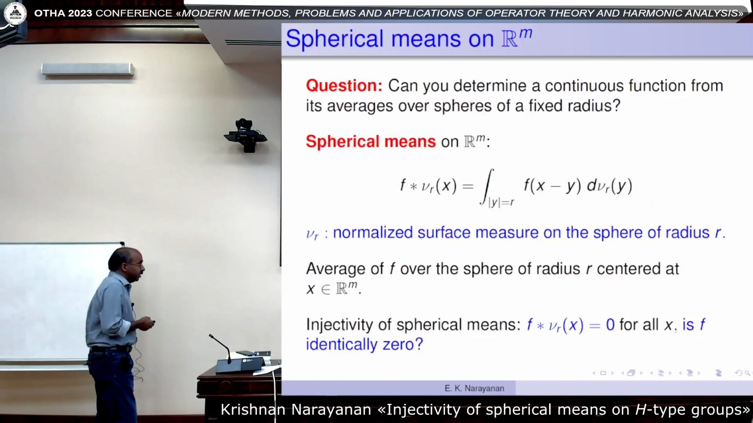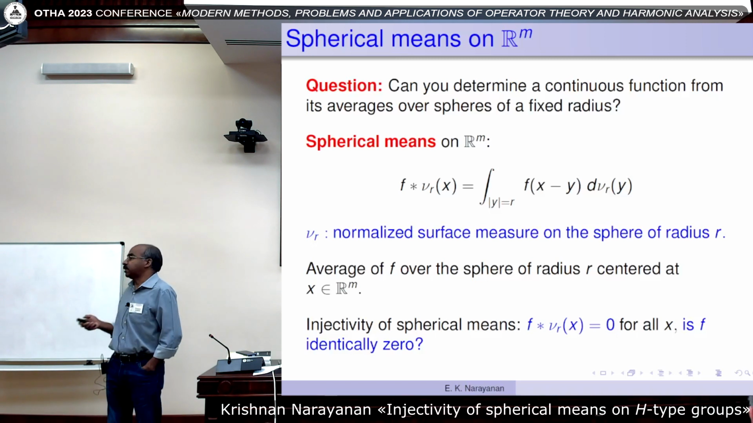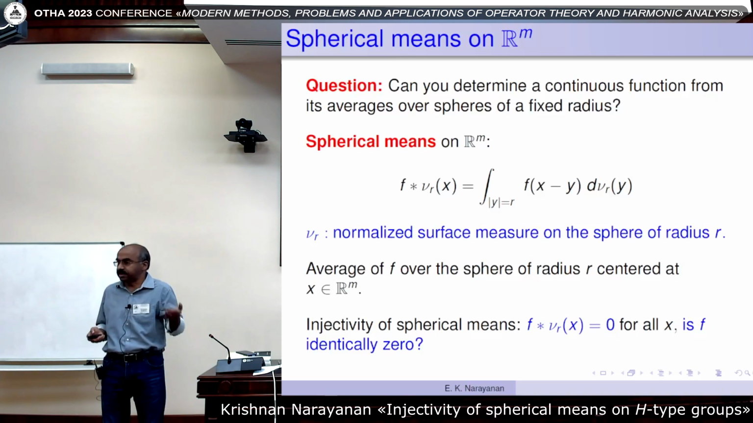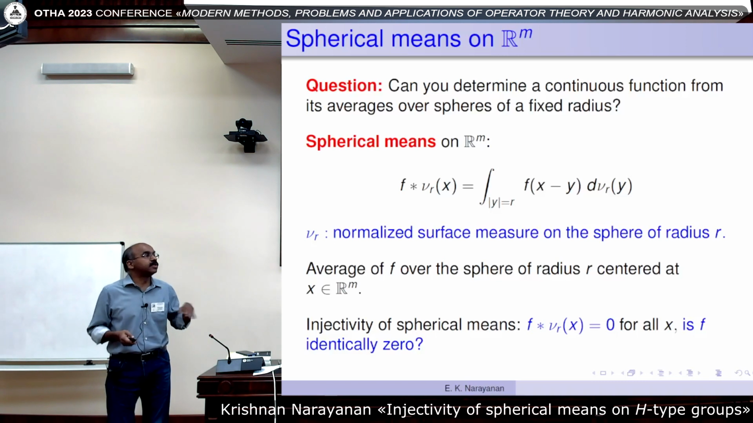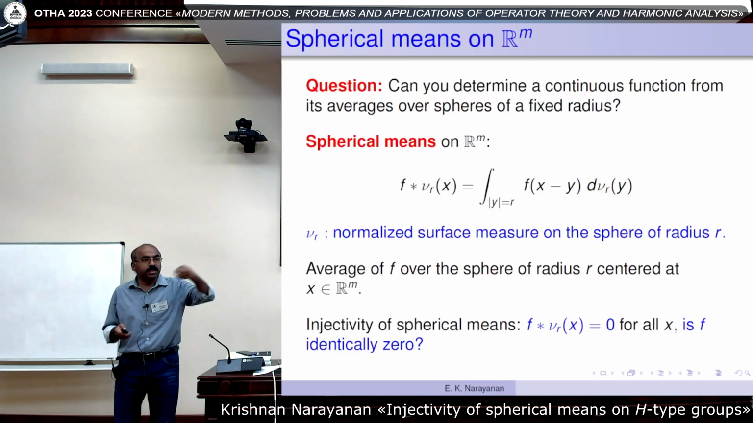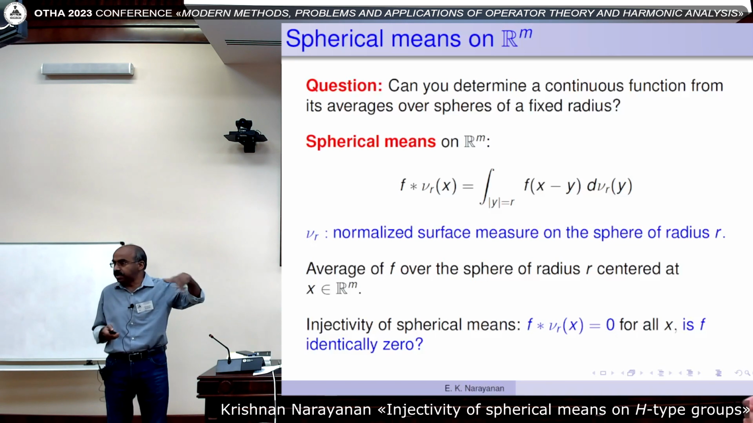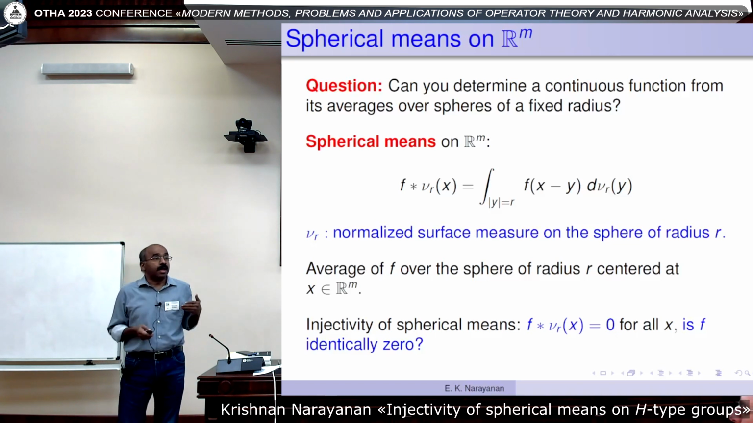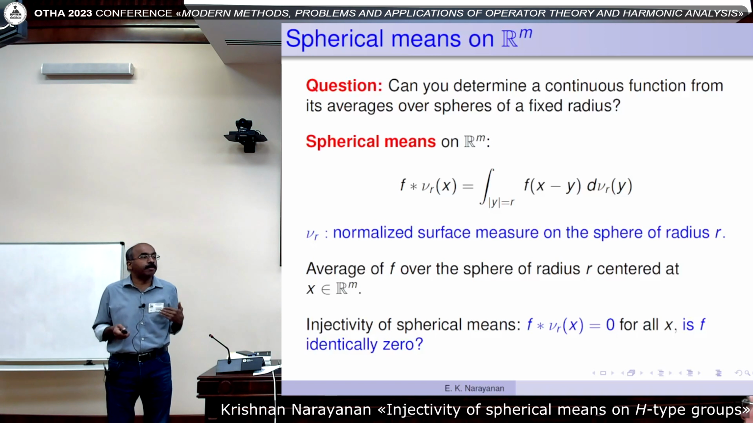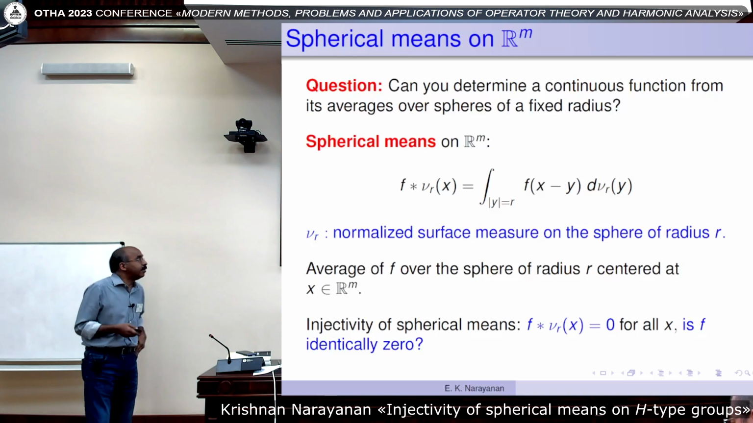Okay, so let's start with spherical means on R^m. The question is, can you determine a function by its averages? Since we are talking about spherical means, we'll be talking about averages over spheres. You fix a radius r and look at all spheres of radius r in R^m, take the function's average over those spheres, and see if you can get back the function. Of course, if you want to get back the function, the operator should be injective, right. So that is the question we will be looking at.